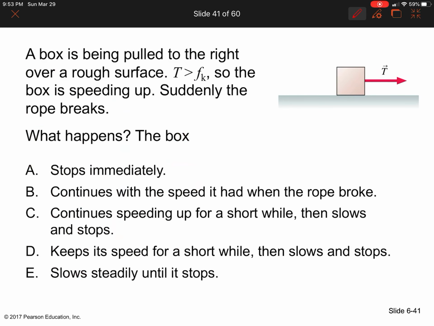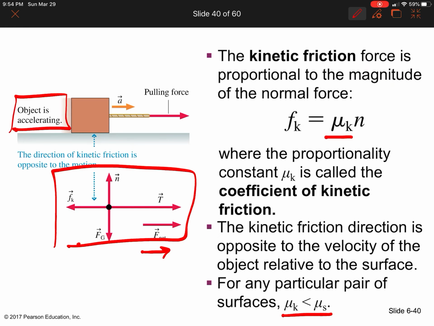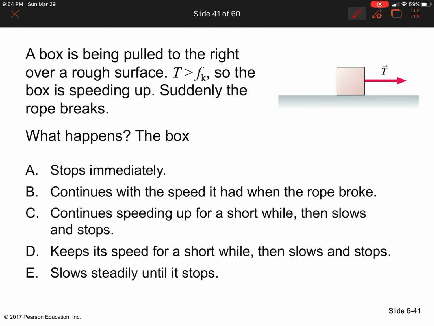All right, so now this is saying if you have a box that's being pulled to the right over a rough surface and tension is greater than the kinetic friction, okay? So like this situation, like this free body diagram right here, the box is speeding up because it's accelerating.